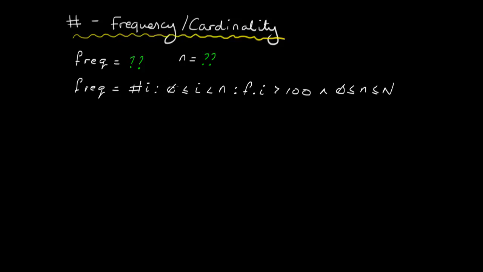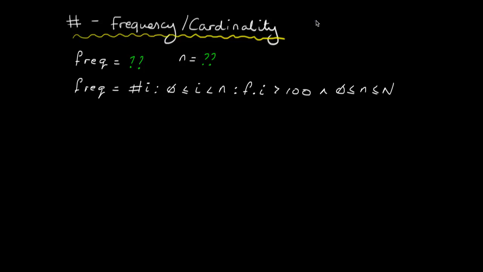The next operator we're going to have a look at is frequency, or sometimes known as cardinality. So frequency is just simply counting the occurrence of something. So when we count the occurrence of something, it's similar to summation, except that we're not summing up the actual values. We're just adding 1 to our frequency every time we find something that meets our criteria.